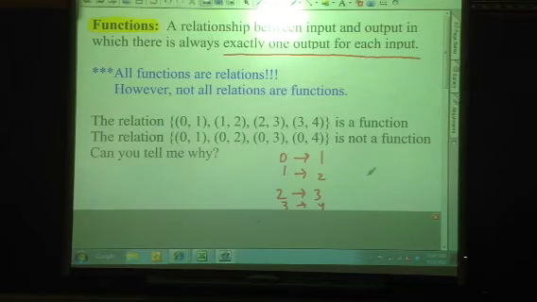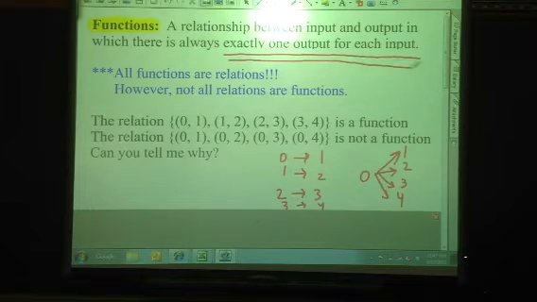In our second relation, however, 0 is paired not with one number, but with 4 numbers. And that violates our definition of a function. 0 is not paired with exactly one output. It's paired with 4 different outputs. So that is why, although it is a relation, it is not a function.